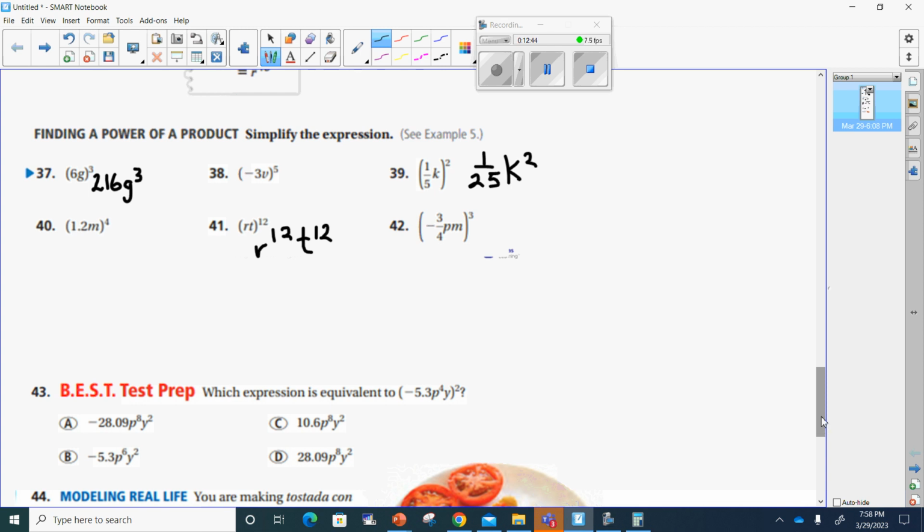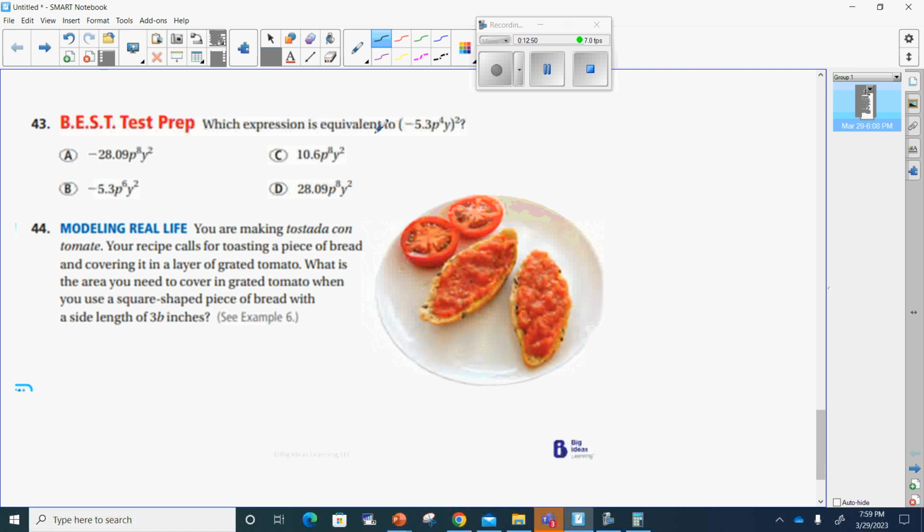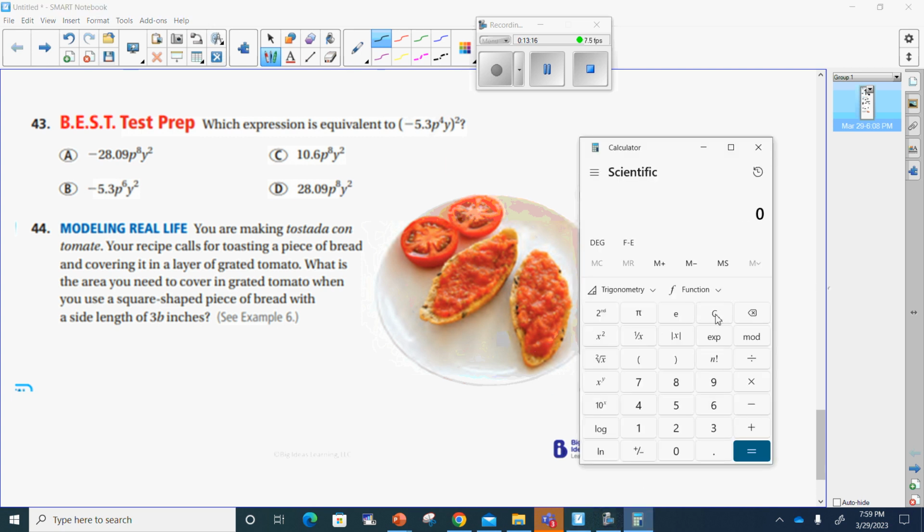Let's go ahead and go to number 43. Which expression is equivalent to negative 5.3 p to the 4th y to the 2nd power? Wow. So instantly I've got to figure out what this is. I have to take this 2 and multiply it to negative 5.3 to find out what that number is. So I'm going to try that first. I would not make the mistake of taking 2 and adding it to 4. This is definitely wrong over here.